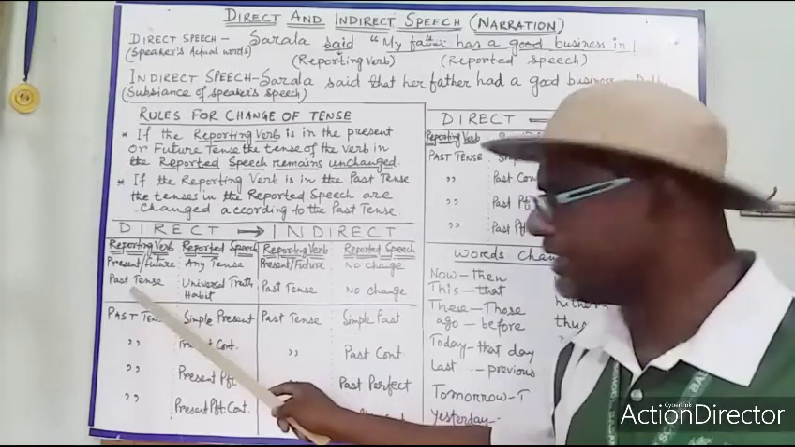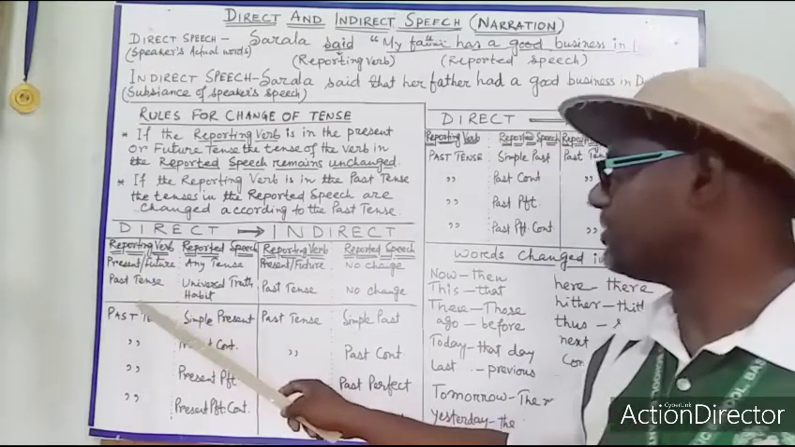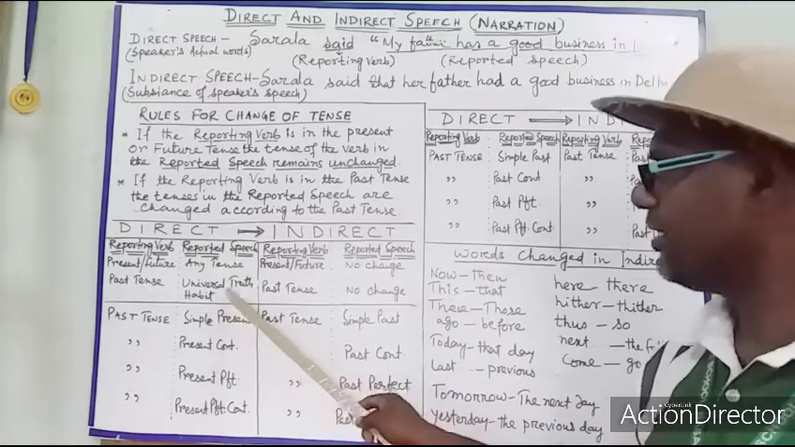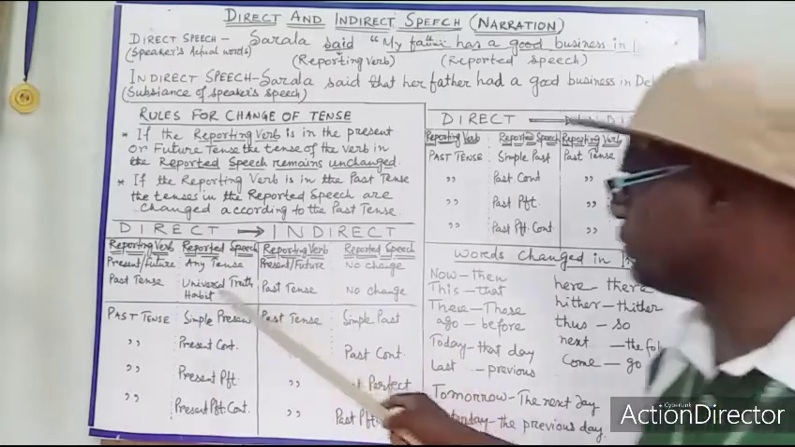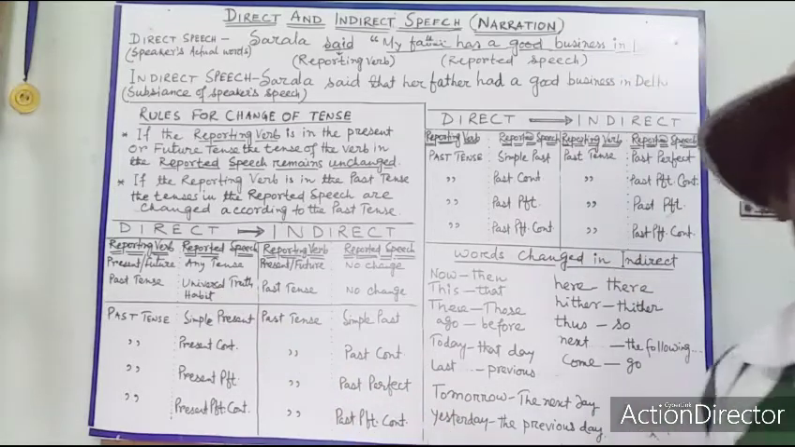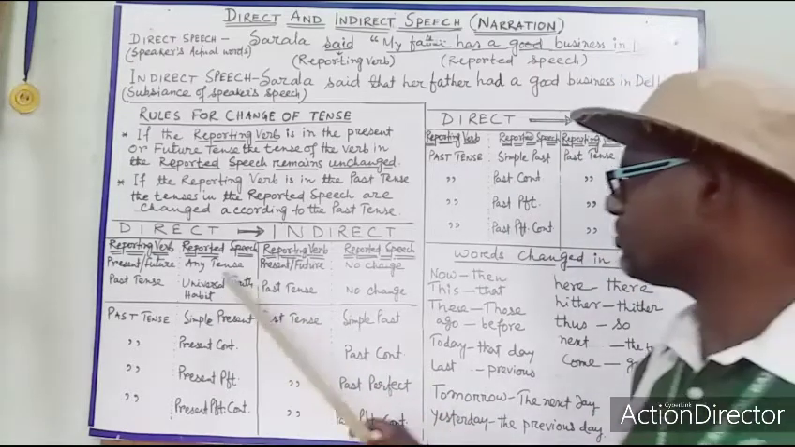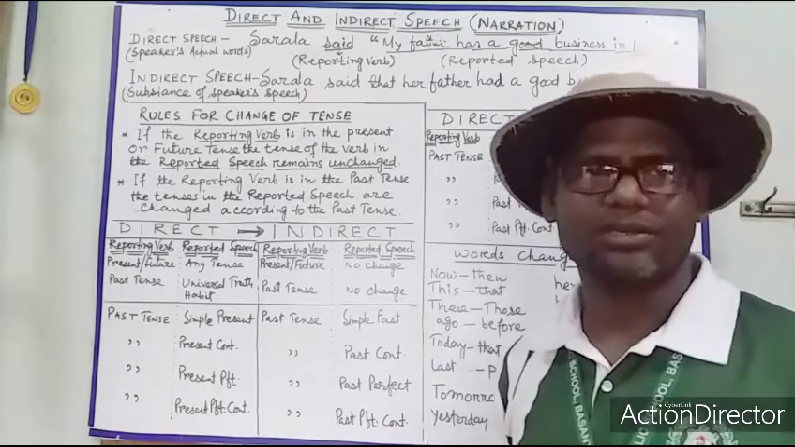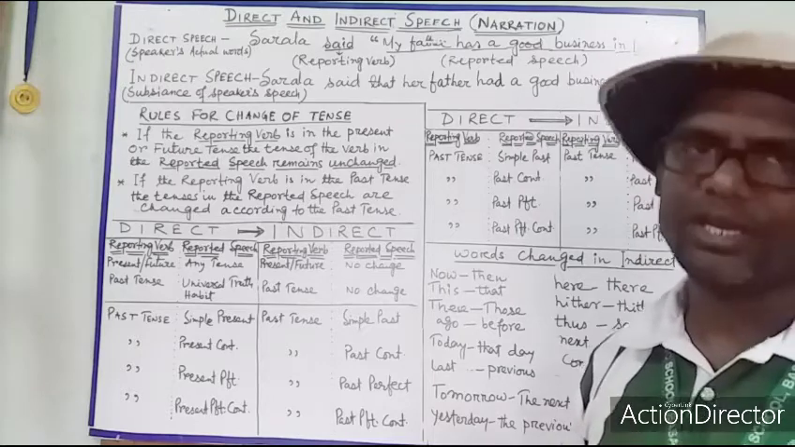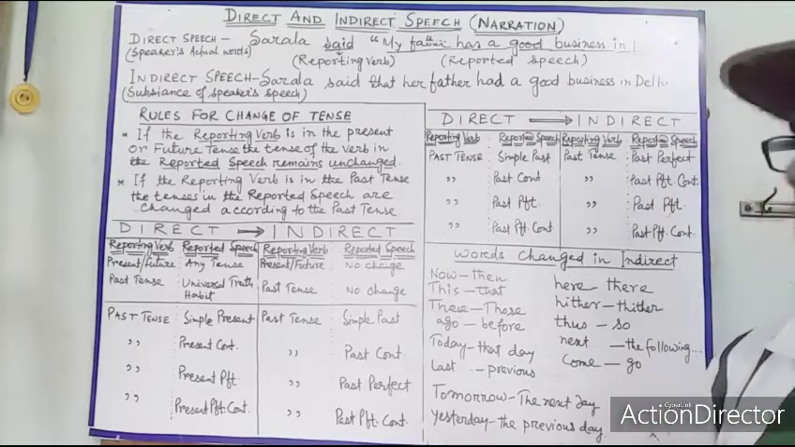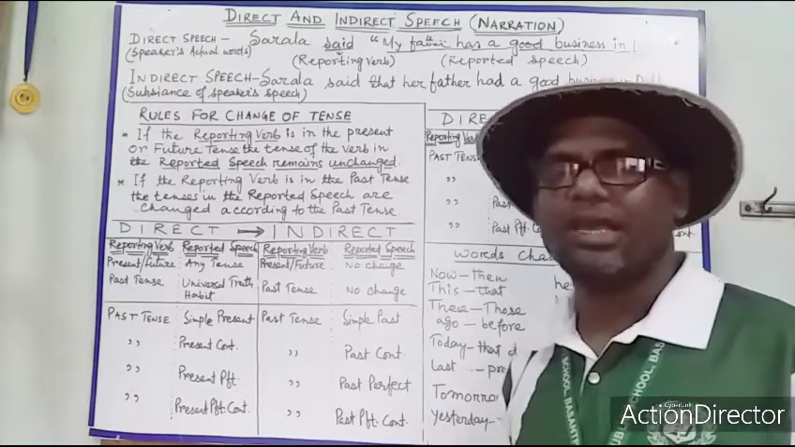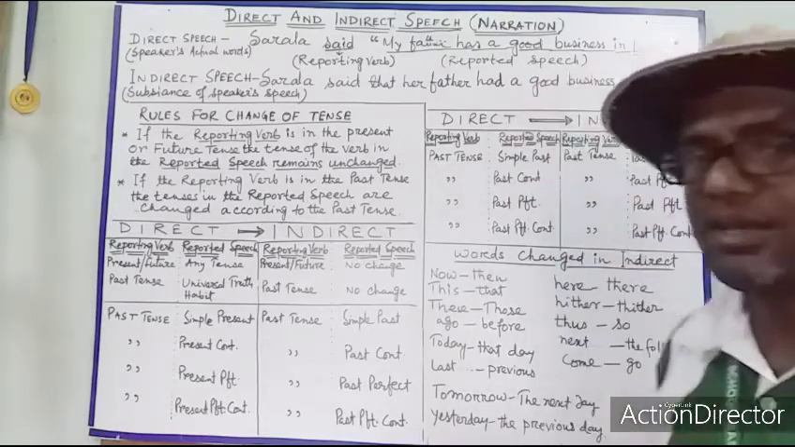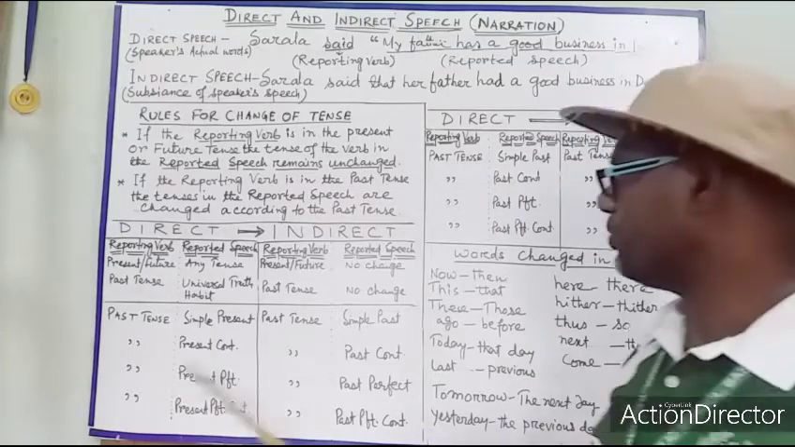So here you see the exceptional case. Reporting verb is in past tense, reported verb may be any tense, and there will be no change if there is universal truth and habitual action. It means, universal truth, that means you cannot change whatever is there. Sun rises in the east, you cannot change this. Earth is a planet, you cannot change this. After winter comes summer, you cannot change this. So these are universal truth.